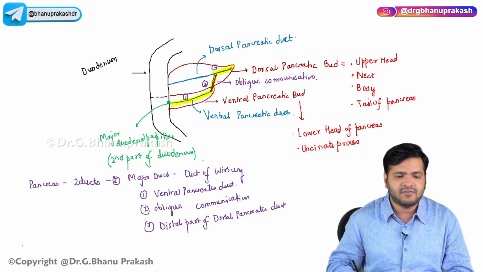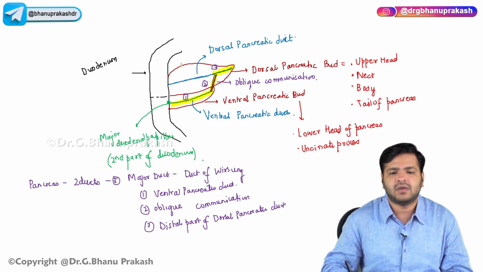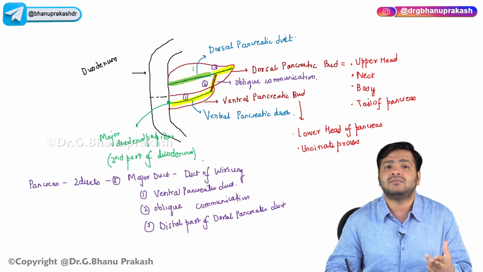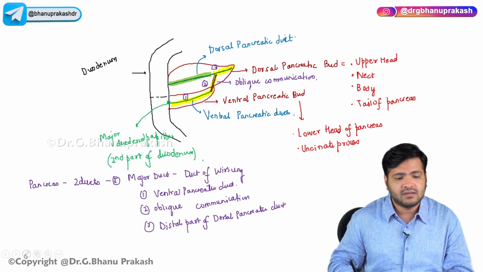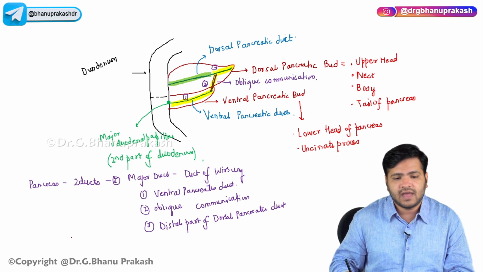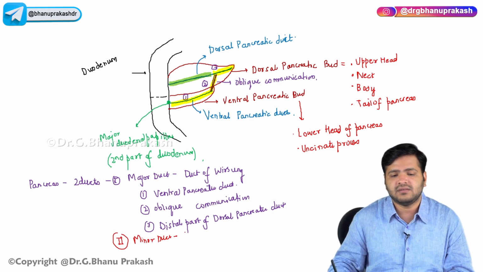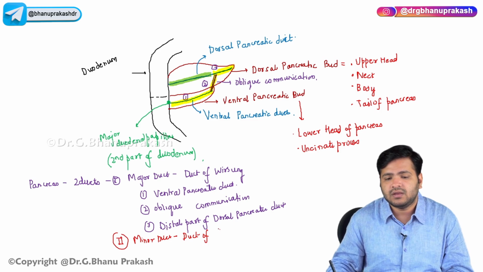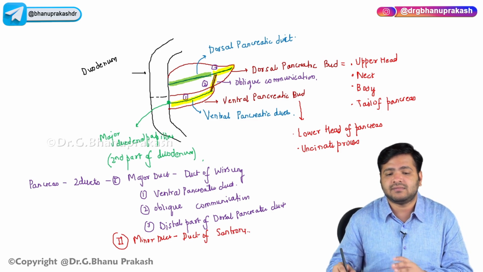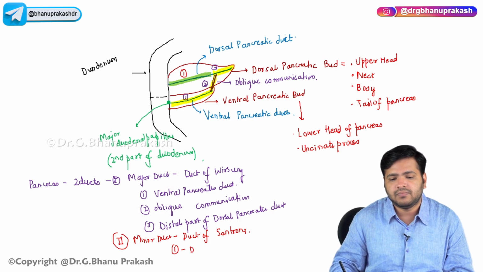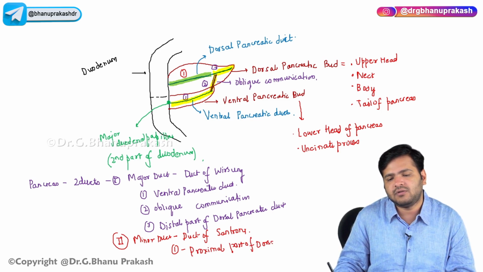Now the left part which you can see here, which I am highlighting in green, is the minor duct of the pancreas. Let me write it. The second one is the minor duct of the pancreas. It is also called the duct of Santorini, and it is composed of this particular part that I am marking with 1. So it is the proximal part of the dorsal pancreatic duct.